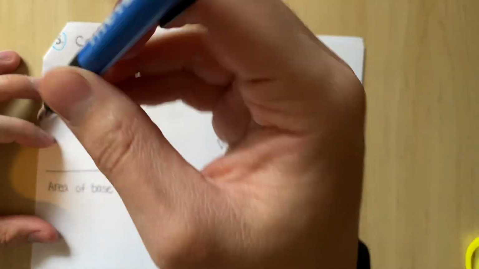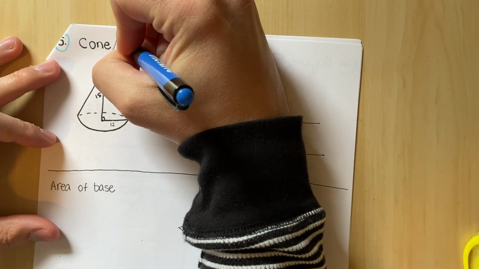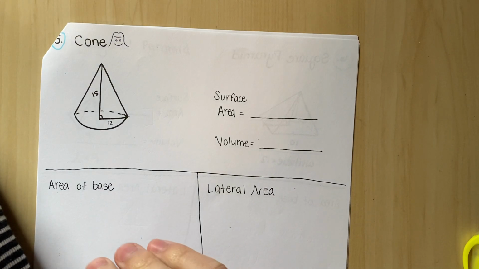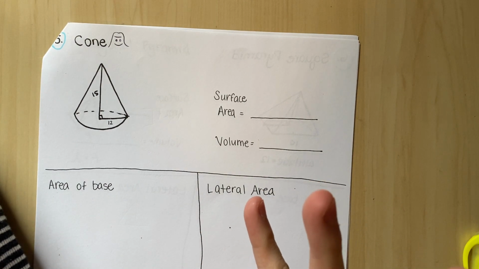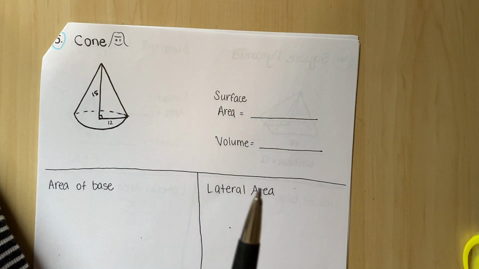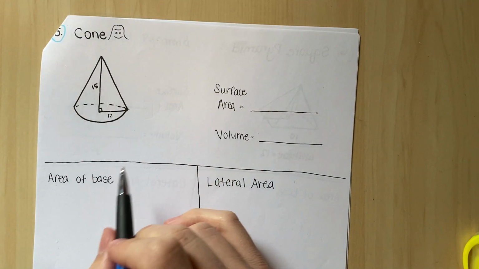So let's get started on Connie. There we go. There's Connie. All right. So with a cone, we're gonna do the same idea as we did earlier. We're gonna find the area and the volume of this thing. Okay. So here's the thing: area of a base.